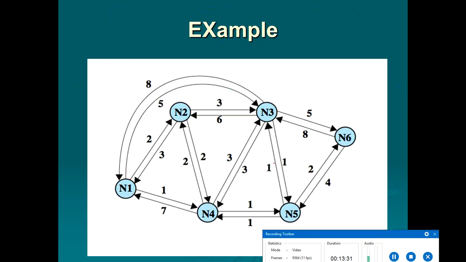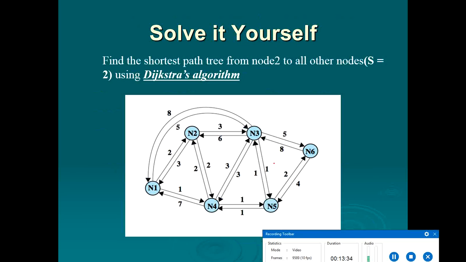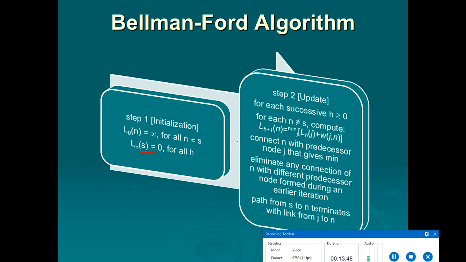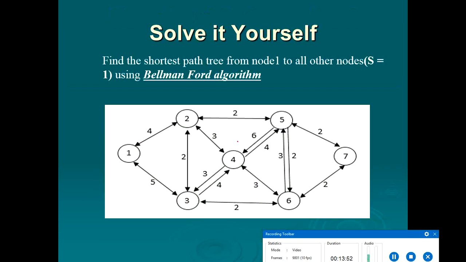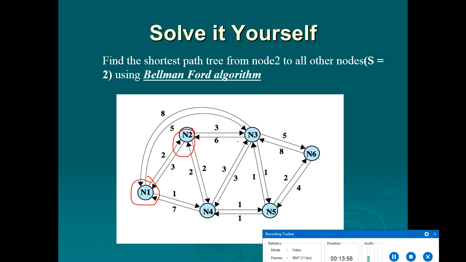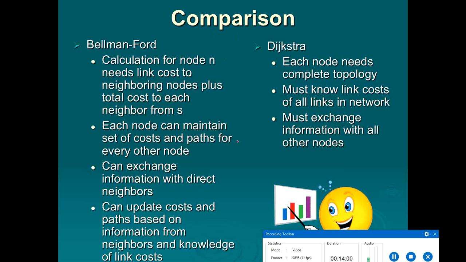And I have also added one more question over here. The same graph you need to take, and from node 2 you need to find the shortest path tree from node 2 to all other nodes using Dijkstra's algorithm. I have explained using node 1, so you can do the same thing by taking node 2. Similarly, we can apply the same algorithm to find the shortest distance from any node to any other node.